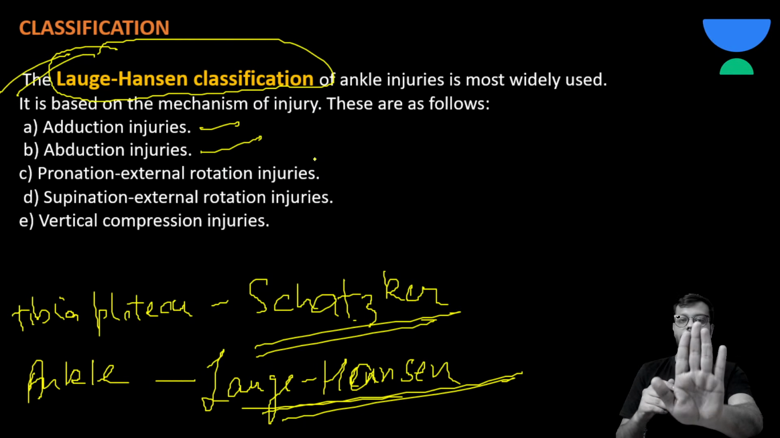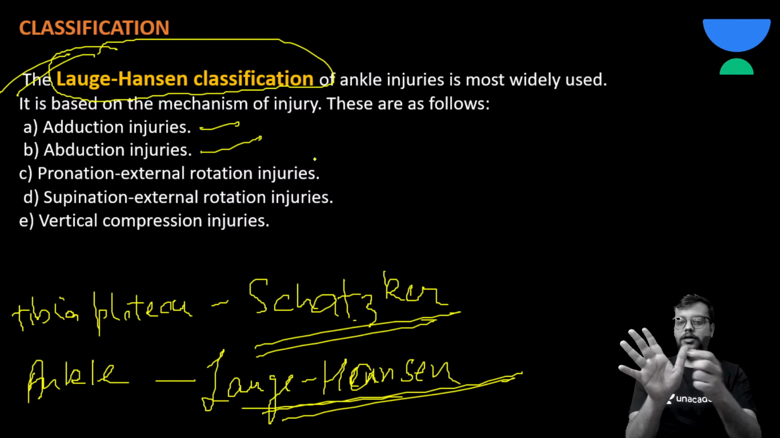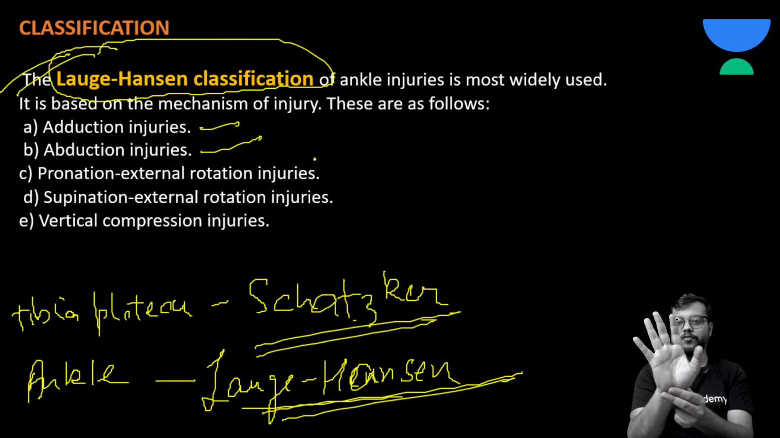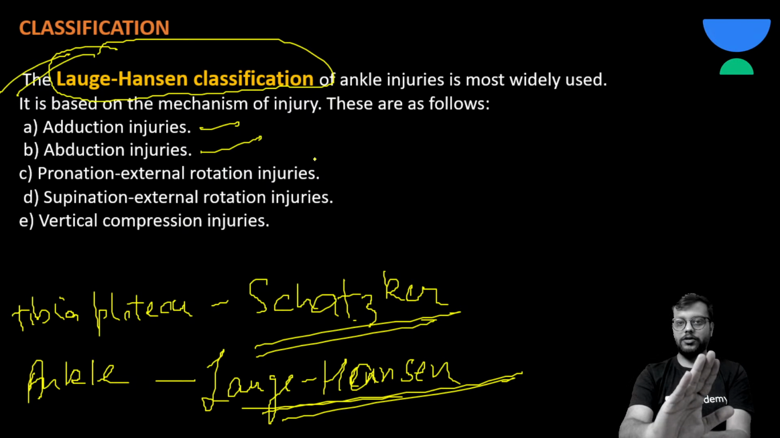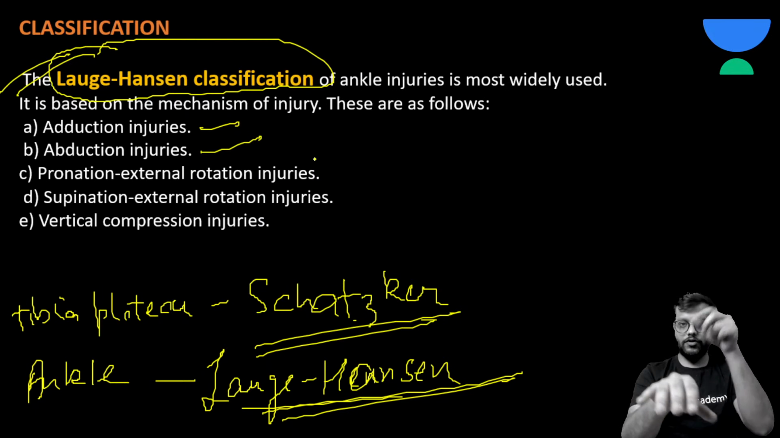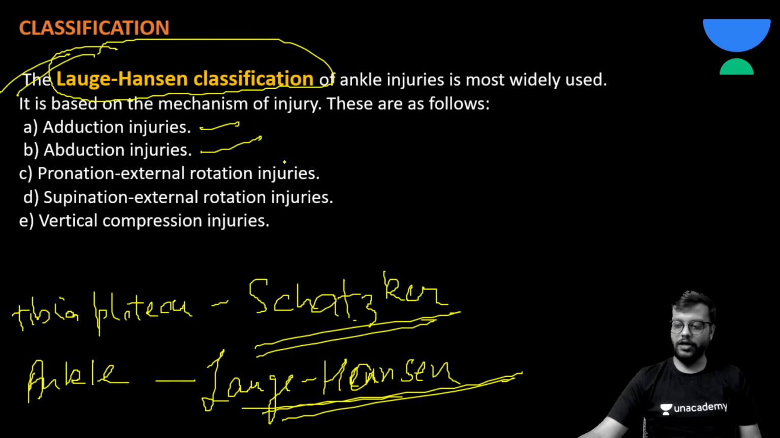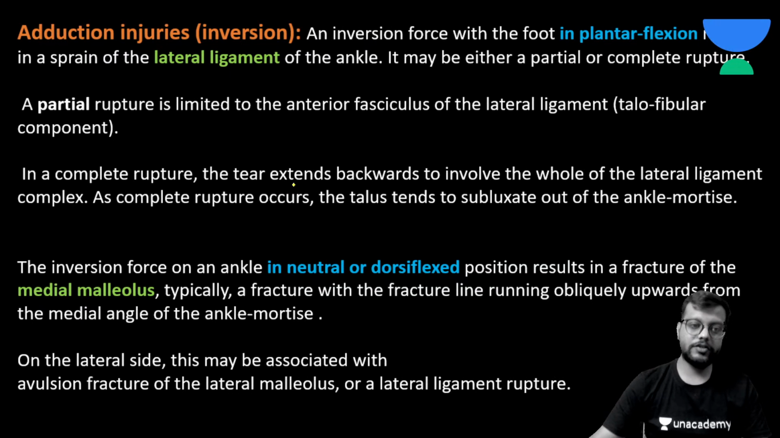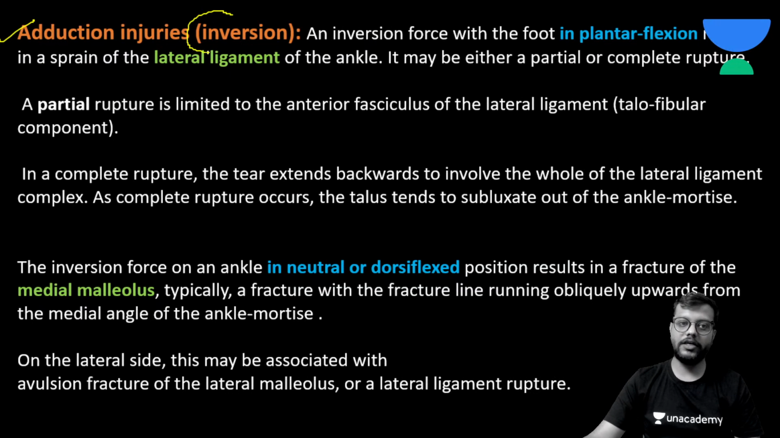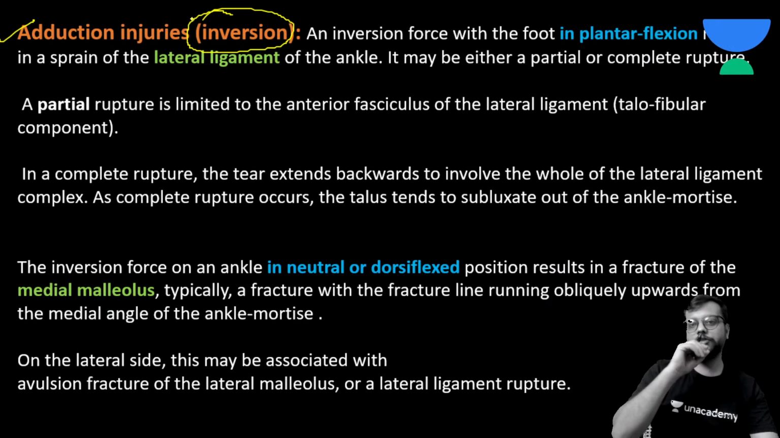See, if this is, so this will be this, let's say this is your grade 2, this is your foot, this is your ankle joint, so it stays like this. So this is your supination, this is your pronation, this is your adduction or internal rotation, this is your abduction and external rotation. So adduction, abduction, pronation and external rotation, supination and external rotation, and vertical compression injuries. Okay, so there are 5 types of injuries of the ankle joint. So first is the adduction injuries, which is also called the inversion injuries, because there will be inversion in this.